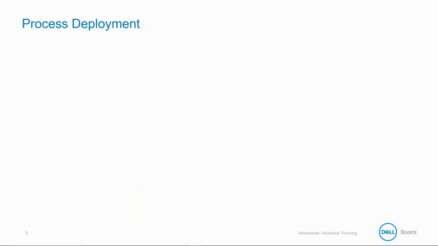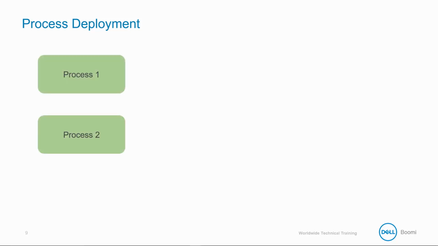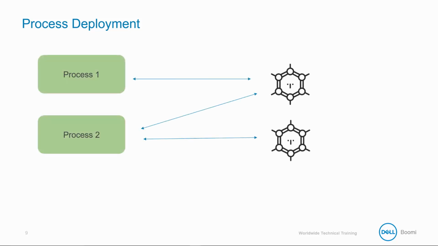Process deployment is a control panel for your process. You can select the environments to run or host a process. After you build or test a process, you must attach and deploy it to an environment. So a single process can be deployed to many environments, and a single environment can host many deployed processes.